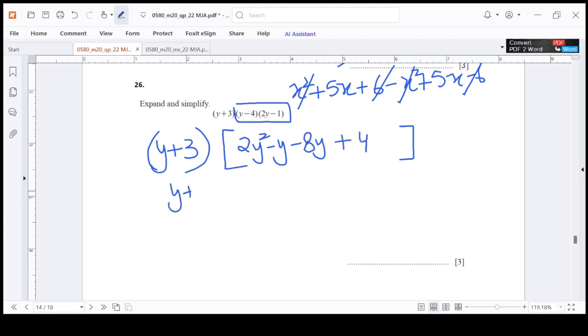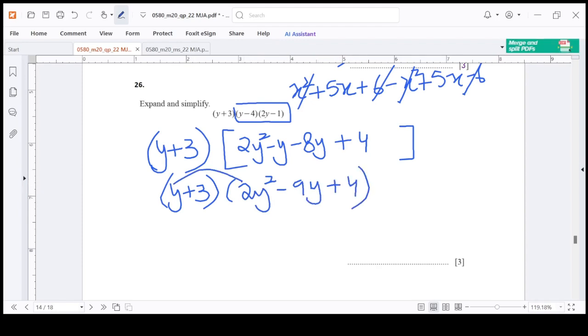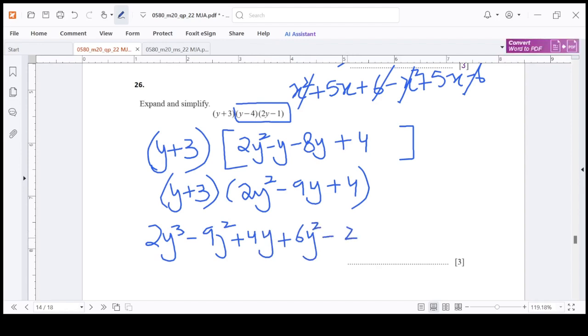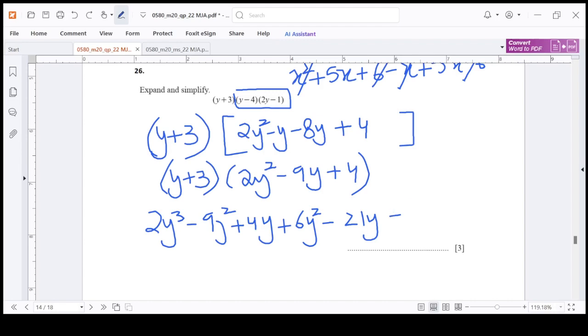So y plus 3, 2y squared minus 9y plus 4. And now we're going to multiply these. So y gets multiplied with these three, and then plus 3 gets multiplied with these three. Let's start. 2y cubed minus 9y squared plus 4y plus 6y squared minus 21y plus 12. Okay, sorry, that's 27, not 21.